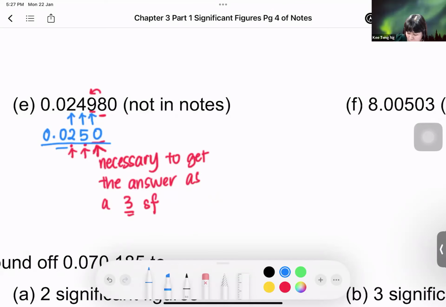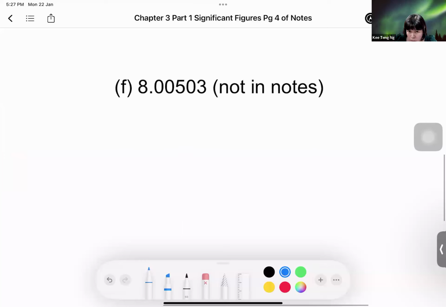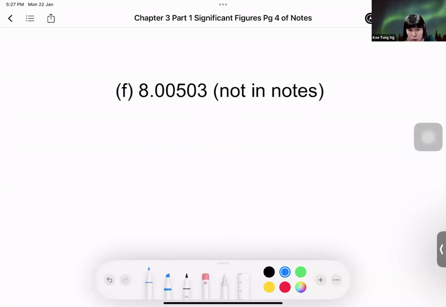Next question, part F. Rounding this number off to 3 significant figures. Let's take a look. First non-zero number is, after that, this is also a significant figure because this is after the first non-zero number already. So this is my third sig fig. Then what do I need to do? My number here is 5, so I need to round up.